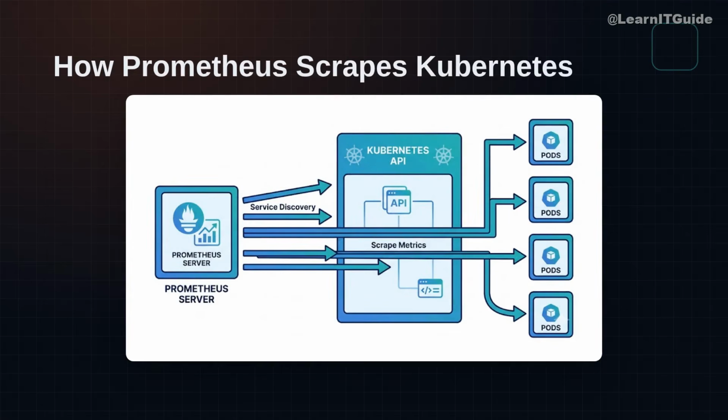Now let us look at the architecture. Prometheus does not just sit there. It actively reaches out to the Kubernetes API. It asks for metadata. Once it finds a target, it reaches out directly to the pod-specific port to collect metrics. This is the crucial pull model. It ensures the data comes from the application itself, not from a middleman.